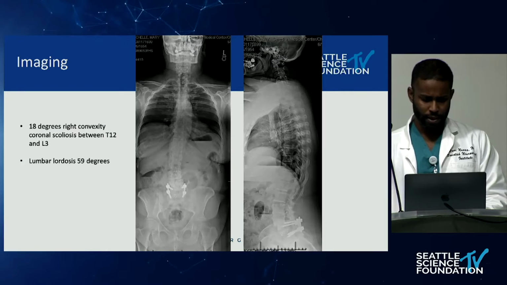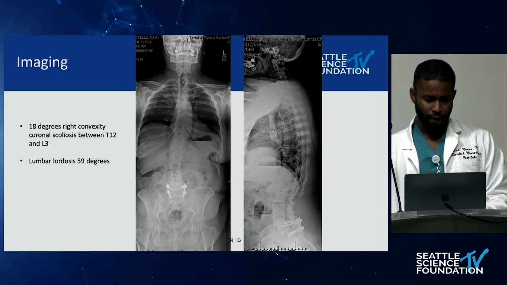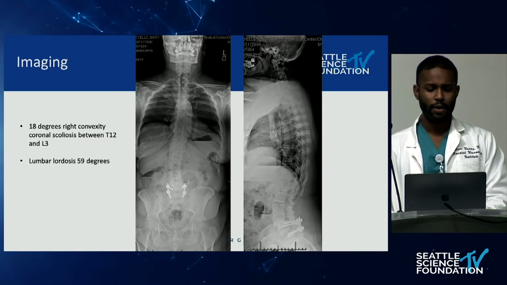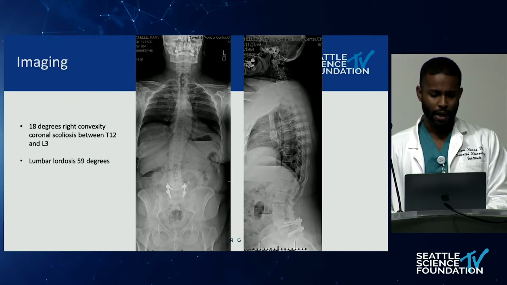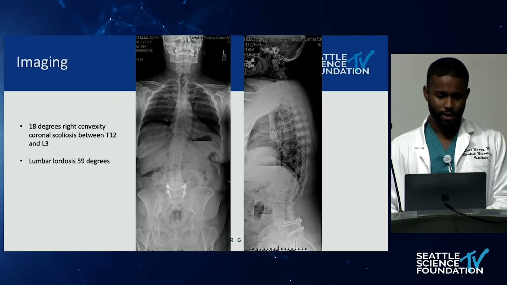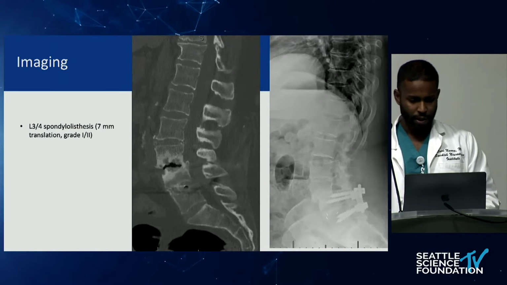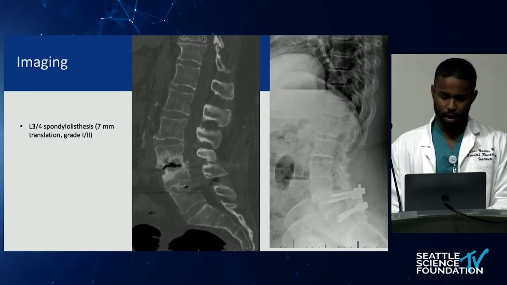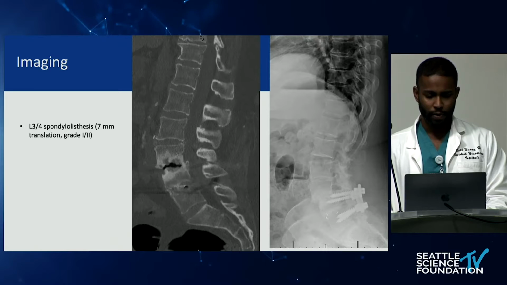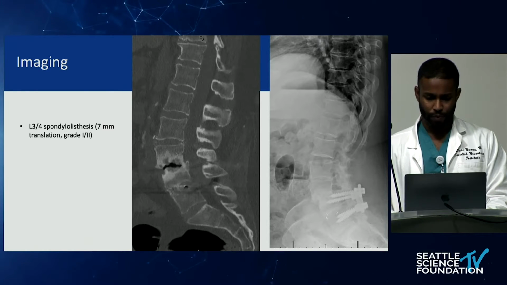Her imaging at this time showed her previous surgery, a 4-5 TLIF. It also showed 18 degrees of a right convexity coronal scoliosis between T12 and L3, and lumbar lordosis of 59 degrees. Pictured here, we have a CT as well as lumbar plain films showing a 3-4 spondylolisthesis with 7 millimeters of translation, about a grade 1-2.